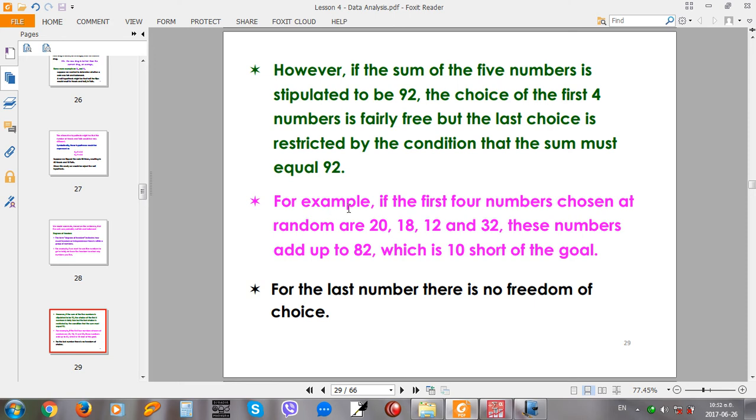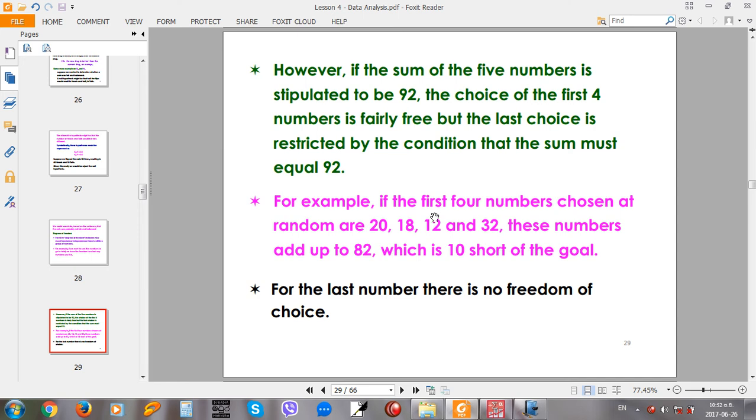Here is the example described further, so I will explain this. For example, if your first 4 numbers chosen at random are 20, 18, 12 and 32, these numbers add up to 82. We get these freely, right? We have the freedom to take these 4 numbers. But there is a condition: the sum should be equal to 92.